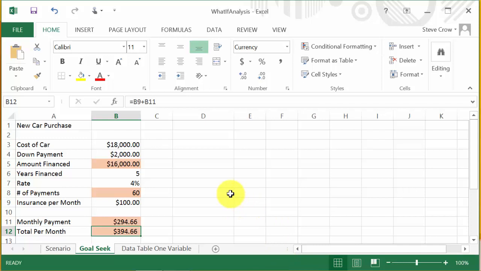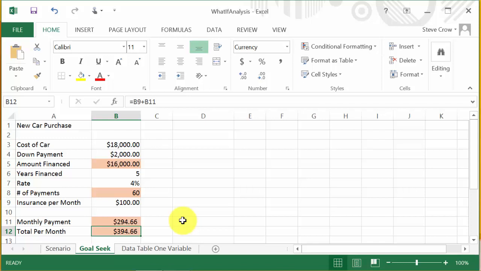All right. So what we're looking at here is, based on this car, let's just say it's a Toyota Corolla or something, this is the cost of the car. This is how much you have for your down payment. And there's the insurance per month. And so this would be your total payment per month, and that's $394.